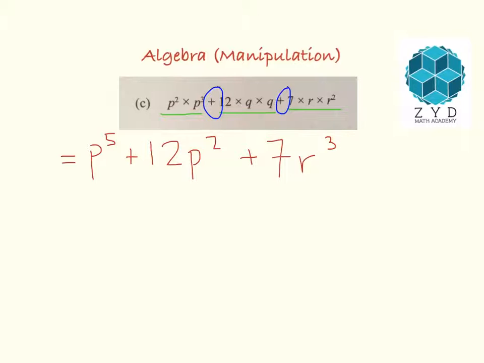We have a family of p to the power 5, p to the power 2, and r cubed. Since all of these terms are different families, there is no way we can add all these three terms together. So that means this is the final answer. This is the most simplified version of this expression. Alright?